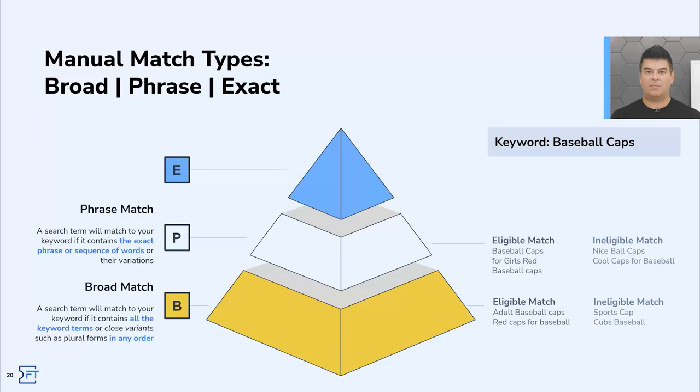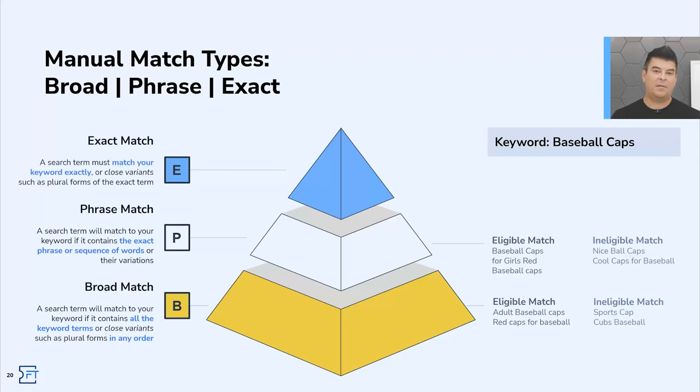Ineligible match is nice baseball caps or nice ball caps. The only word that's there is caps. That's similar. Cool caps for baseball. It's not phrase match because caps for baseball are in there, but they're not next to each other, and that needs to be for phrase matching.